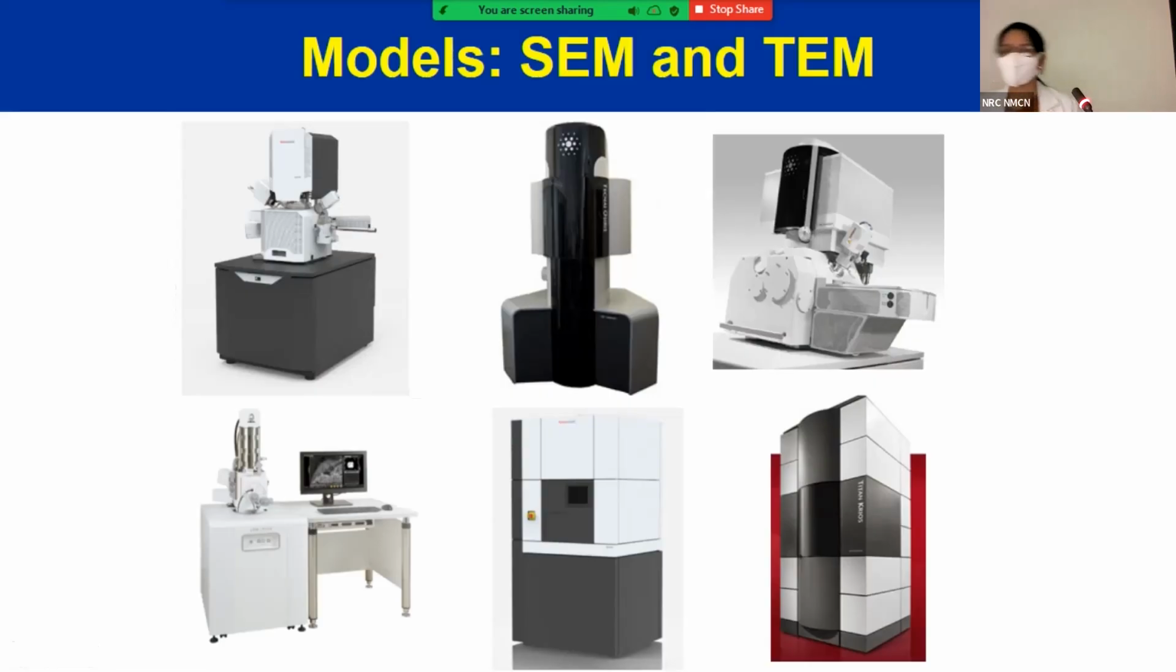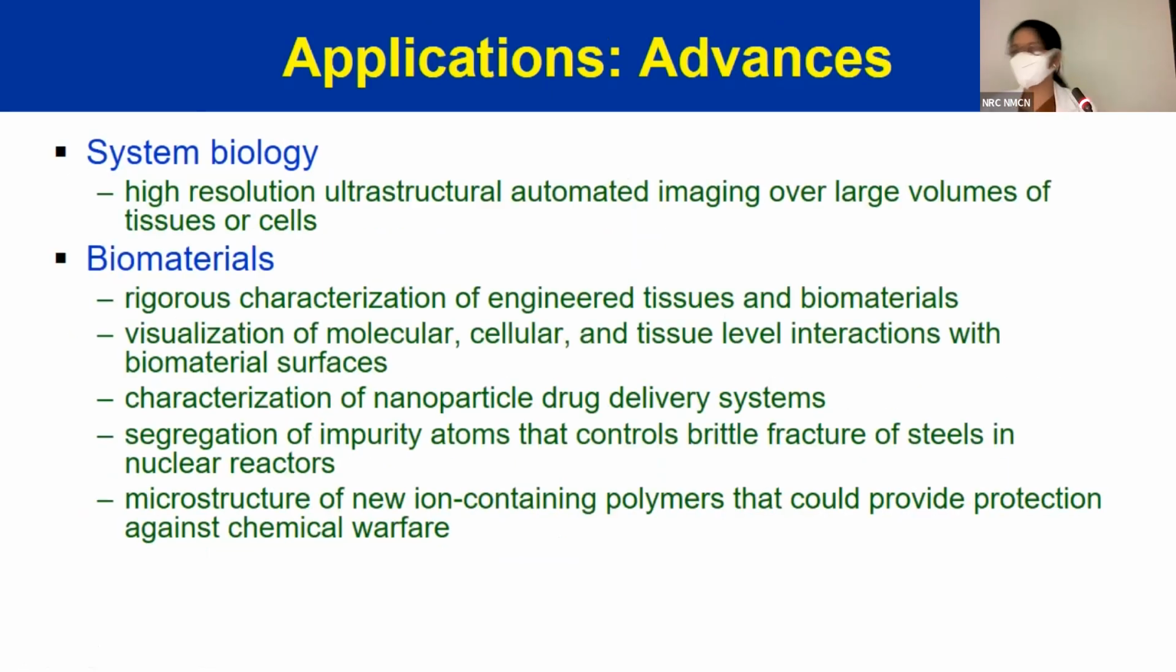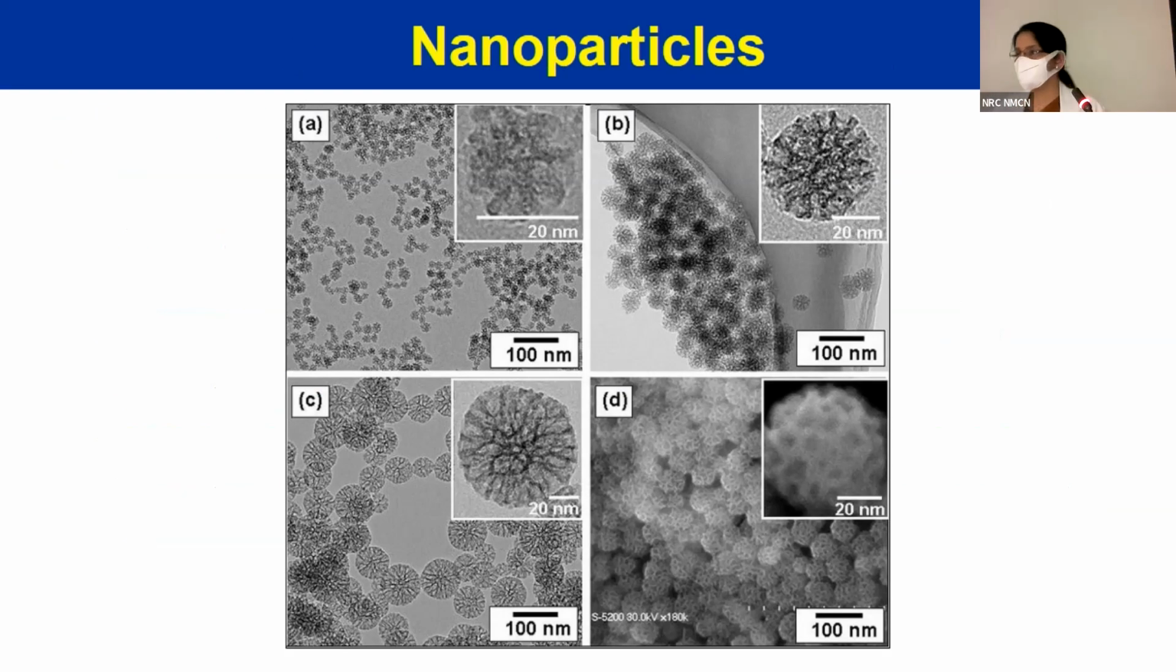There are a large number of models of both scanning and transmission electron microscope, and they keep on improving day by day because of material science applications. For IT and engineering techniques, you need these instruments for material sciences, for structural biology, for cellular biology, and various biomaterials. This is something which fascinates a lot of people. That is why I put in the pictures of nanoparticles. These are very small particles which can be looked at by an electron microscope, and the size varies from 1 to 100 nanometers, and therefore you have this bar.